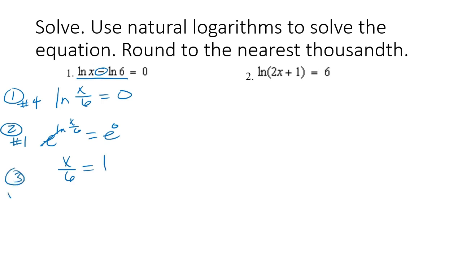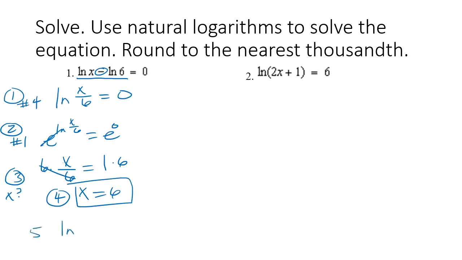Step 3 is to solve for x. What do I need to do to get x by itself? I'm going to multiply both sides by 6. So that leaves me with x equals 6. And this is my exact and my approximate. If I plug this back in, checking myself, does the natural log of 6 minus the natural log of 6 equal 0? Why, yes it does. Look at that. Good job. Okay.